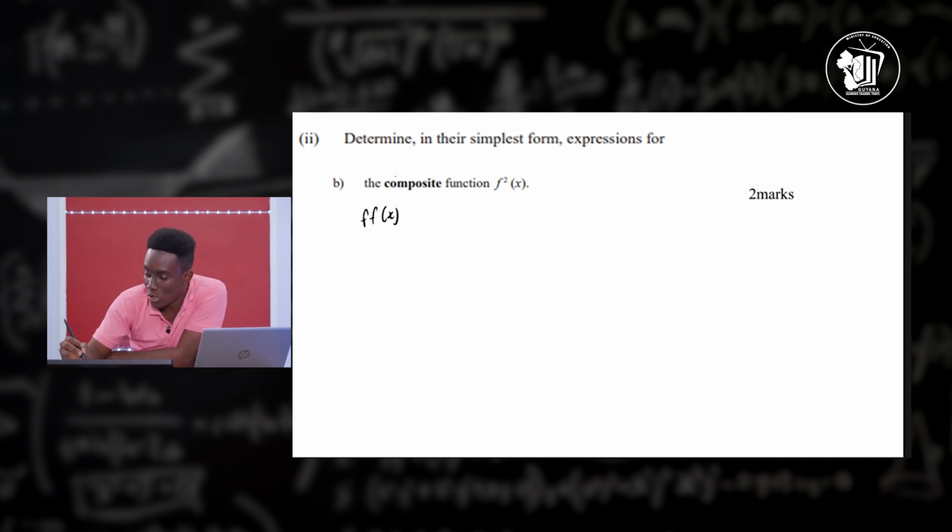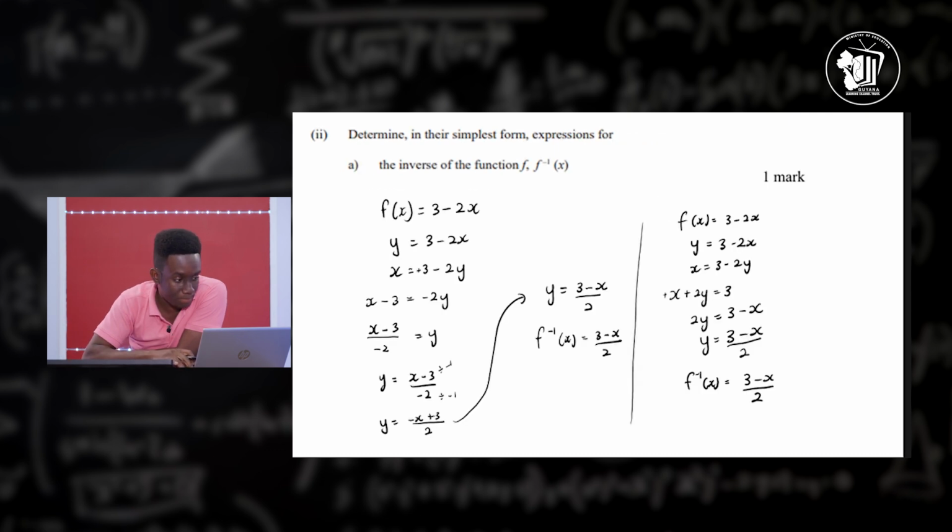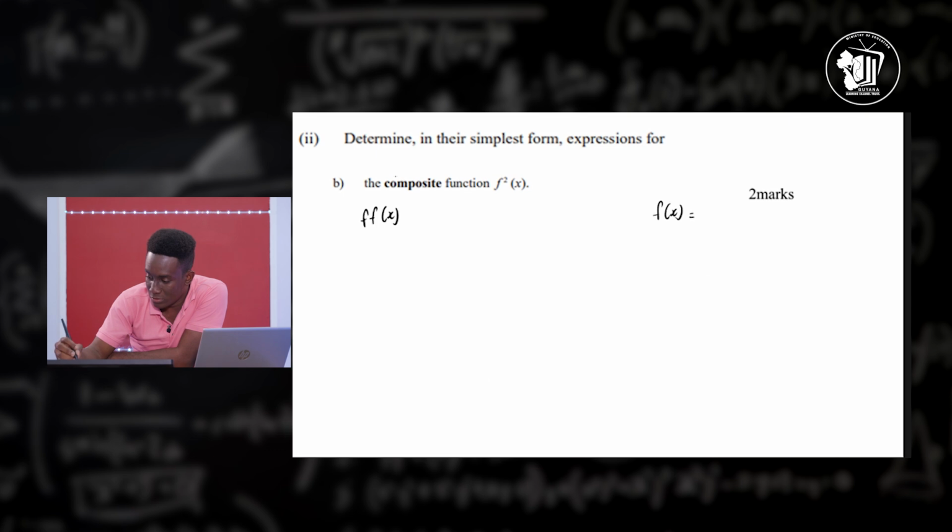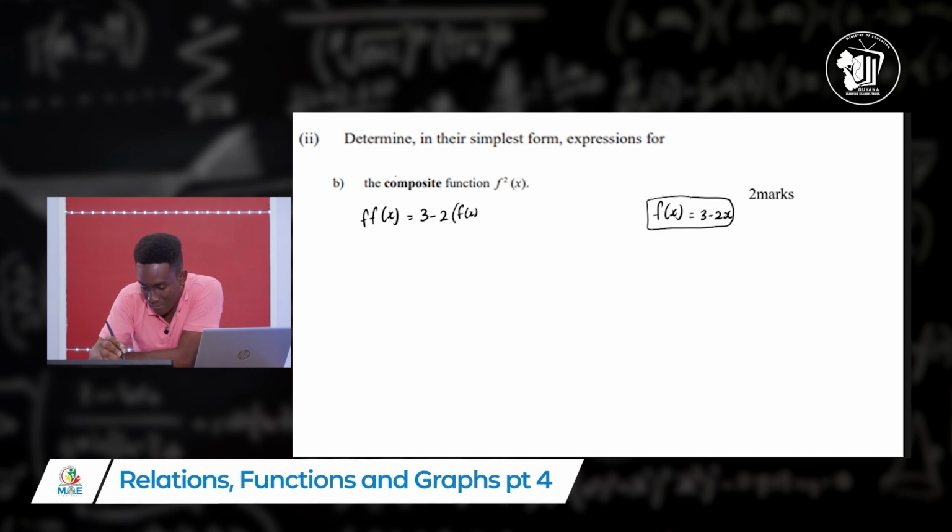So let's remind ourselves, what is the f function? So f of x is equal to 3 minus 2x. So this is the function f of x. So we're taking this function and we're putting this function into itself. So we take the function f of x, so it's 3 minus 2. Instead of x, we're putting the function f of x. So 2 multiplied by f of x. So this will be 3 subtract 2 multiplied by f of x.